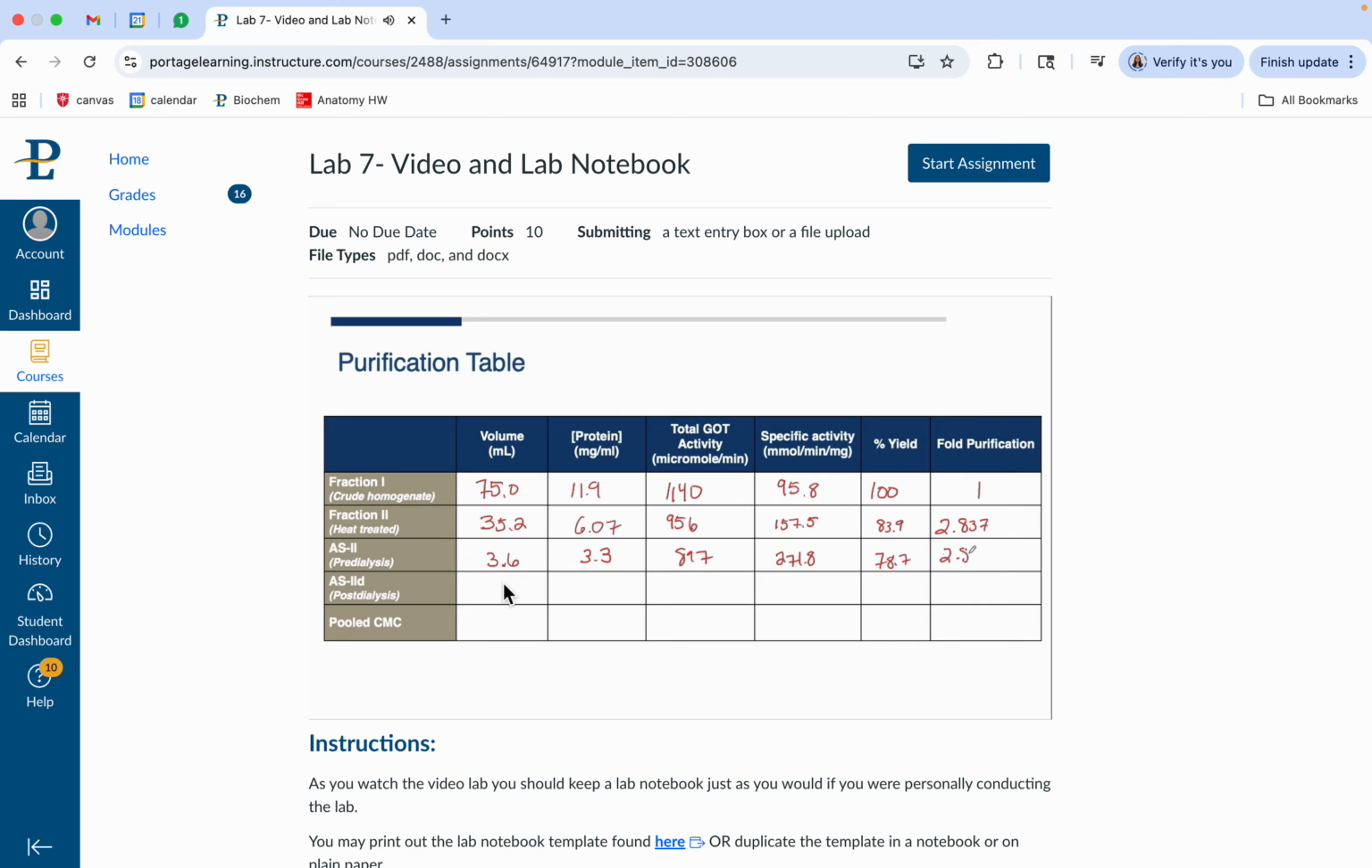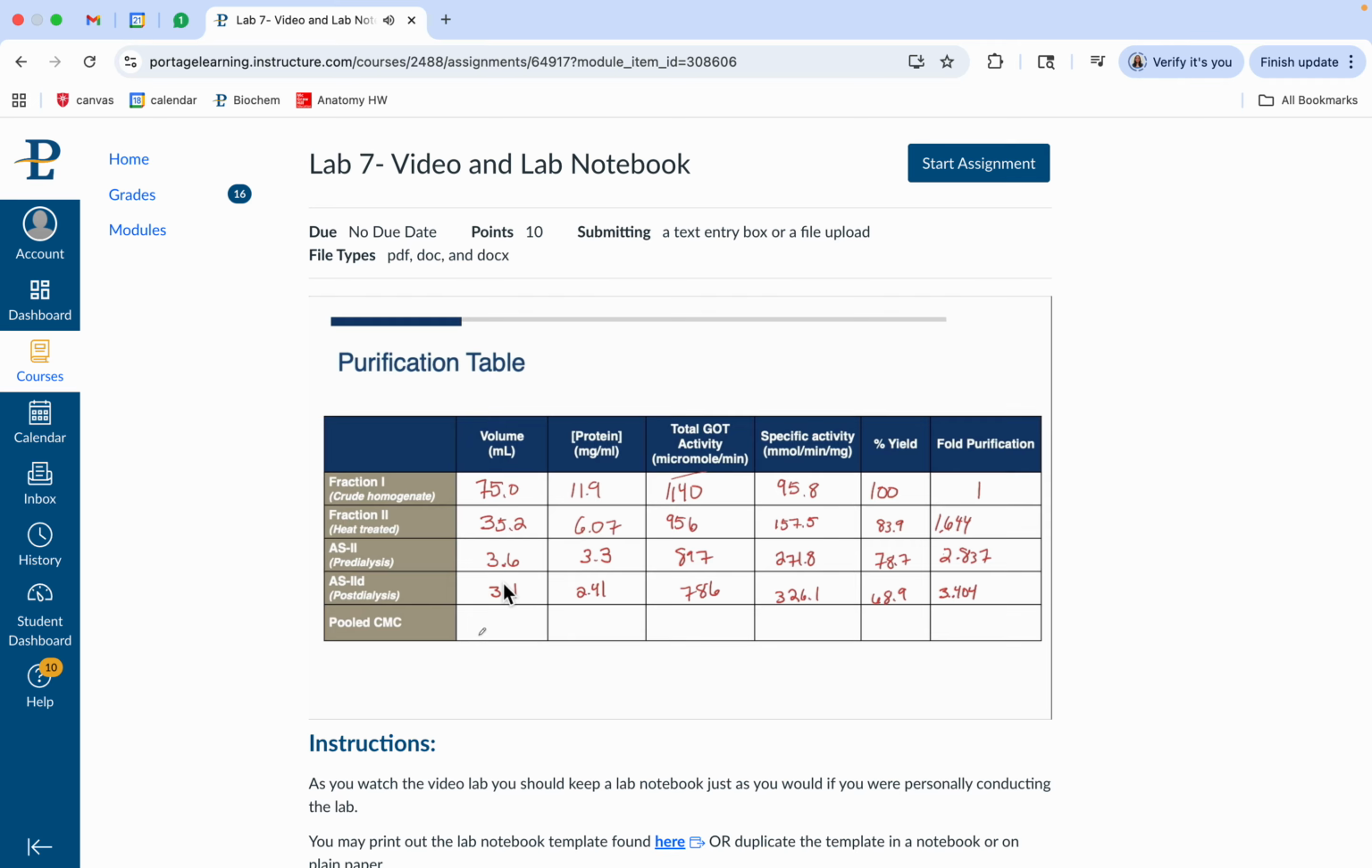Actually, I wrote this in the wrong place. All right, so this one is 1 point. Let's just erase that and make that look clean. After we dialyze, again, we lost a little bit of volume just from dialysis. That ends up here. And again, our protein, as we expect, goes down. It's a really good sign when, again, your specific activity continues to go up. And so we're continuing to see that.